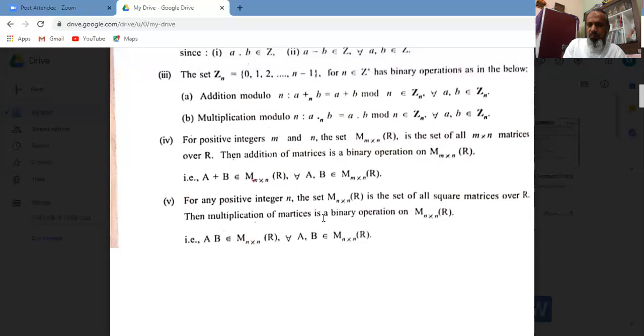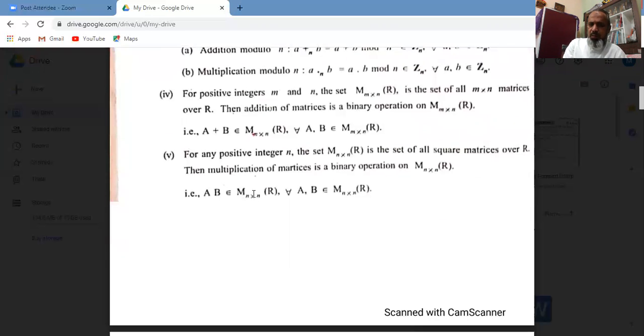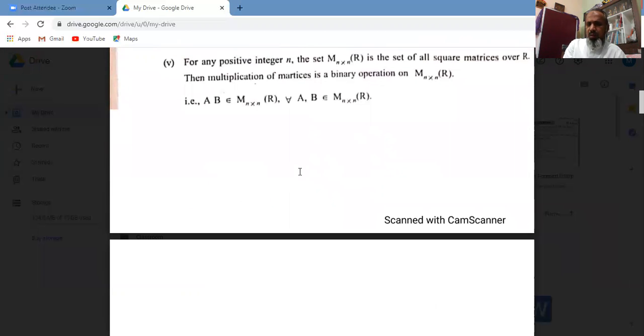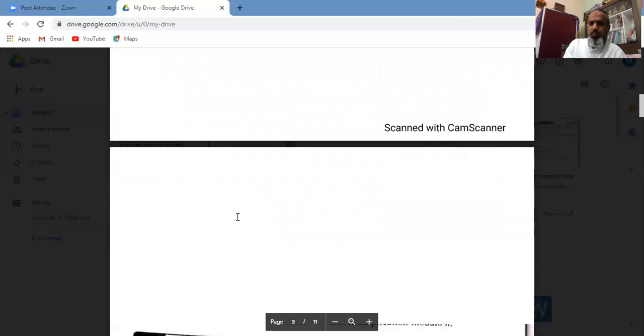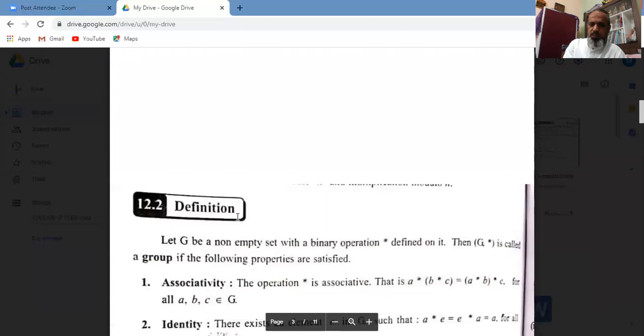The multiplication of matrices is a binary operation on M n by n (R). So we are seeing here, if A, B belong to M n (R), whose order is n by n, then A into B also belongs to M n (R), whose order is n by n. So these are some of the examples of binary operations of the group.